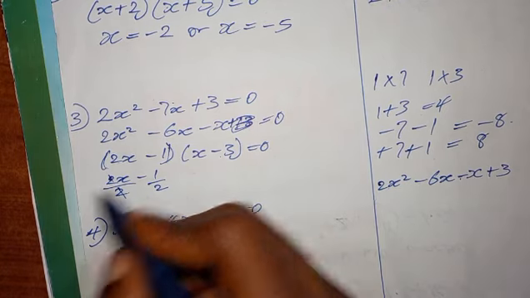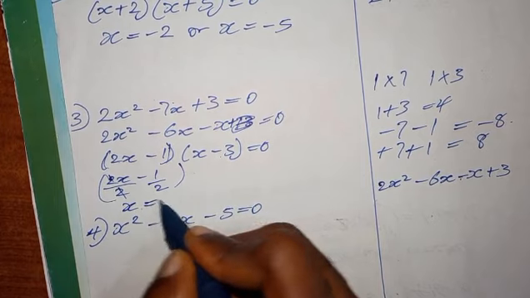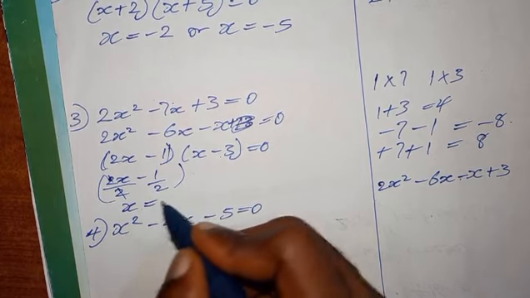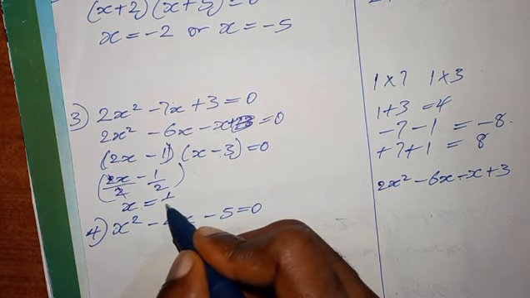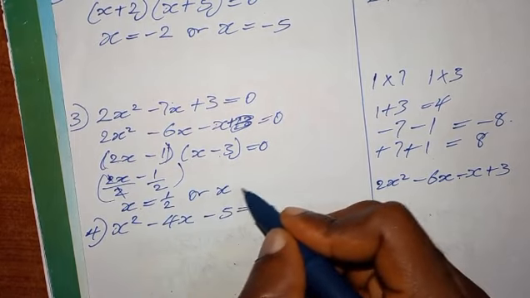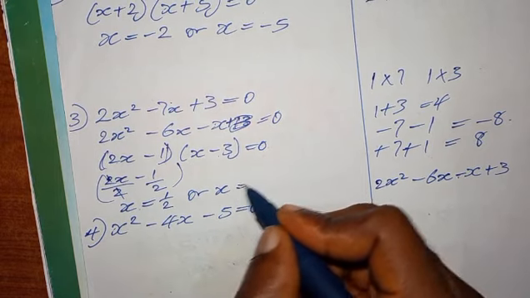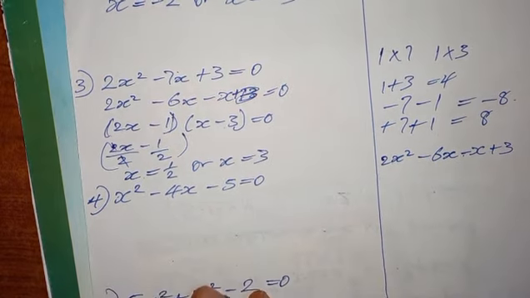So the final answer here will be: the first x is equal to, the minus 1 will change to positive, which will be 1 over 2, because it crosses the equality sign, or x is equal to, this crosses the equality sign, will turn to plus, is equal to 3. That's the answer to the number 3 question.